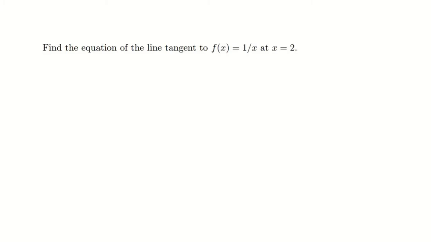To find the equation of the tangent line, we use the equation y = m(x - x1) + y1, where (x1, y1) is a point on the line, and m is the slope. Or in our case, the instantaneous rate of change at x = 2.